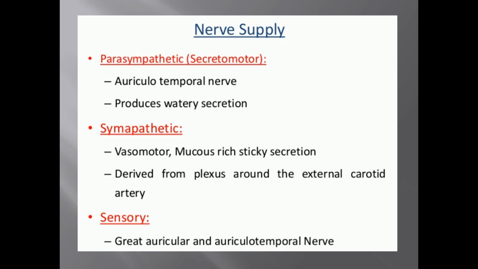So coming on to the nerve supply. The parasympathetic supply is secretomotor, via the auriculotemporal nerve, which produces watery secretion. The sympathetic supply is vasomotor and produces mucus-rich sticky secretions. It is derived from the plexus around the external carotid artery. The sensory supply is from the great auricular and the auriculotemporal nerves.